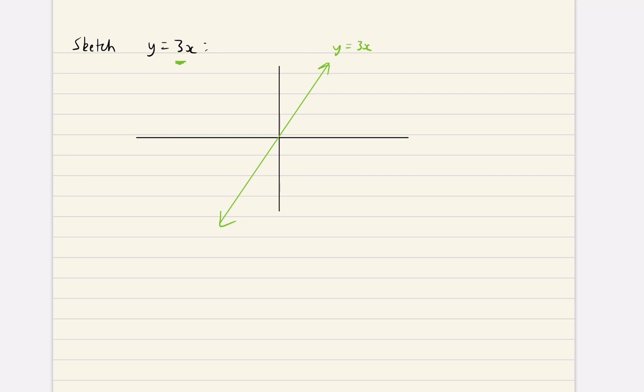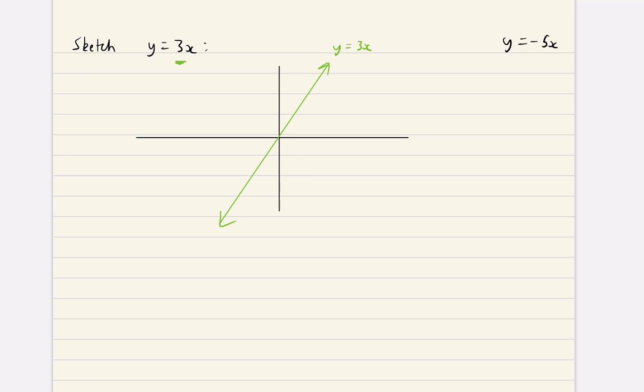If your slope is positive, it's going up to the right. If your slope is negative, it's going up to the left. And when you look at the magnitude of your slope, that will determine the steepness of the slope. So say we wanted to sketch y equals negative 5x, just to compare it with this one. Two things are different about it.